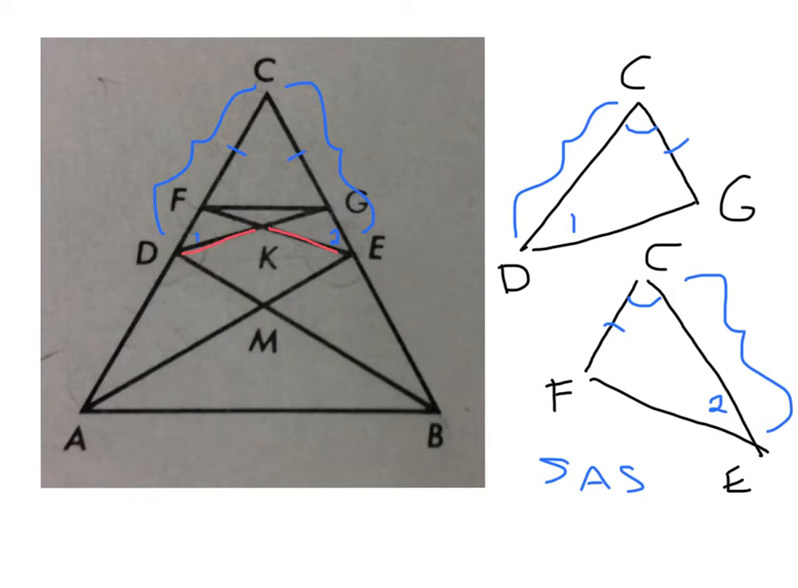Alright, so now let's look at these tiny little triangles in here. If I can prove those triangles congruent, then I can prove their sides are congruent. Well, I already have angle 1 and angle 2. I also have some vertical angles in here, right? And now I simply have to show that DF and GE are the same, and I'd have angle side.